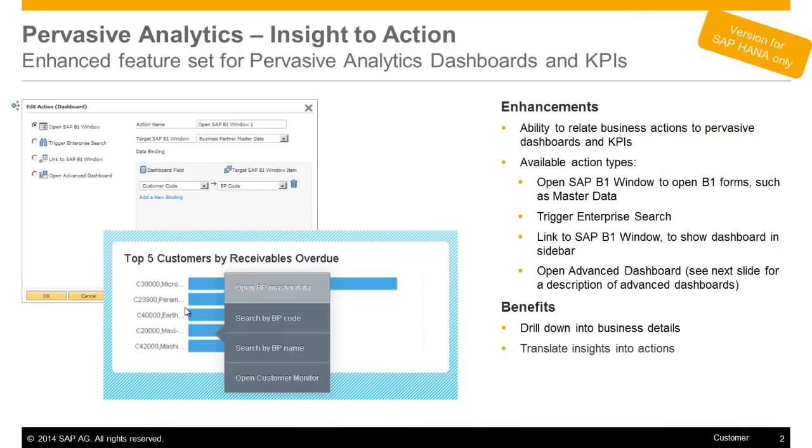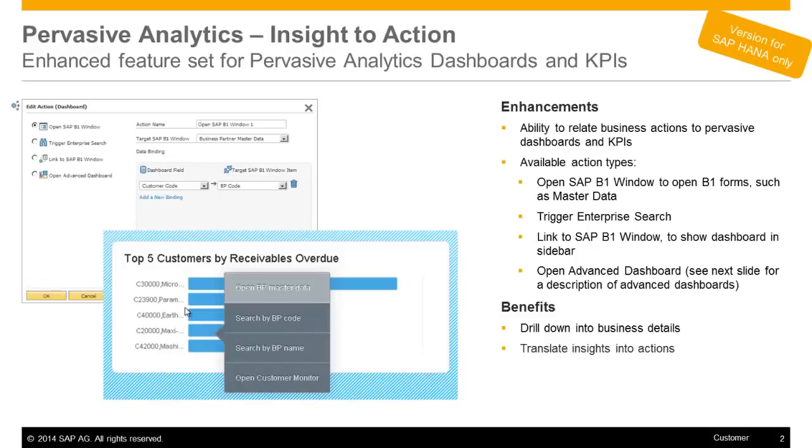With SAP Business One version for SAP HANA, the Pervasive Analytics Designer has been enhanced. There is now the ability to relate business actions to pervasive dashboards and KPIs. The available action types are: open SAP B1 window to open B1 forms, such as master data; trigger enterprise search to open up the enterprise search, searching for related data; and link the Business One window to show a dashboard in the sidebar. This is also available since 8.8.2 for SAP HANA.